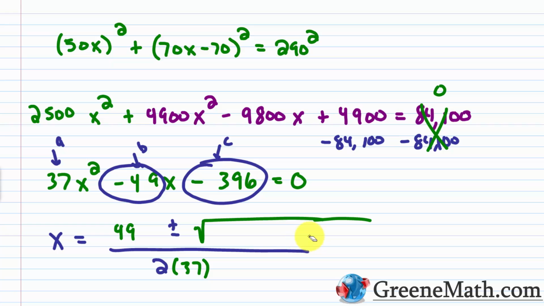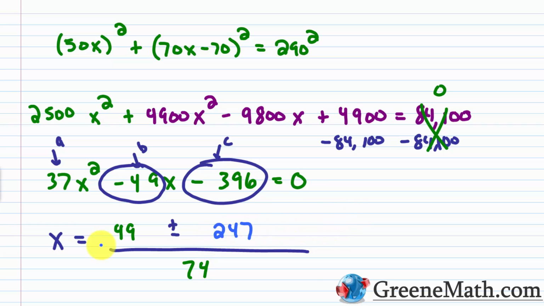Okay, so let's write that there. So 61,009. Then down here, 2 times 37, we know from earlier is 74. Okay? All right, so what is the square root of 61,009? Well, if you punch that up on a calculator, you're going to get 247. So let's erase this and put 247.